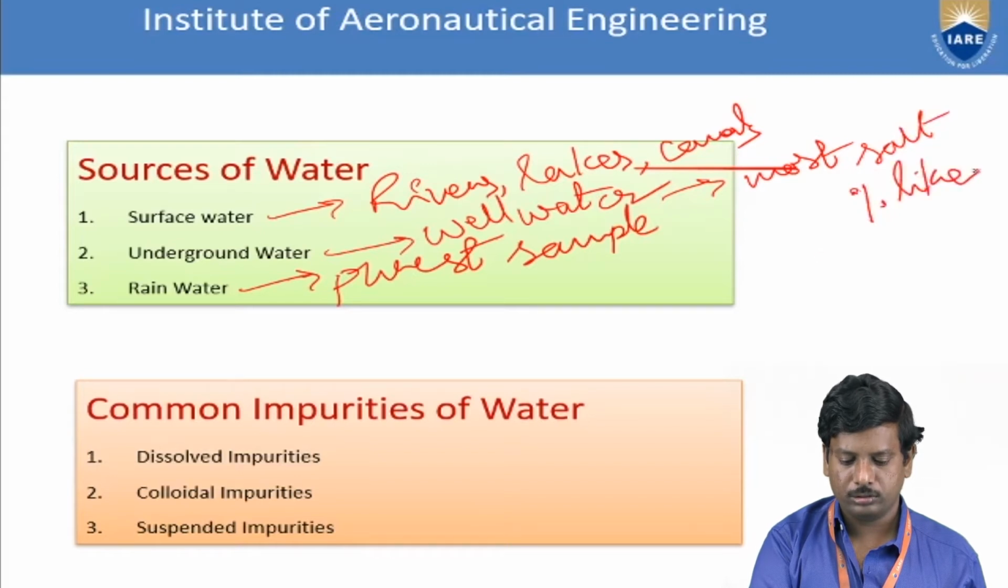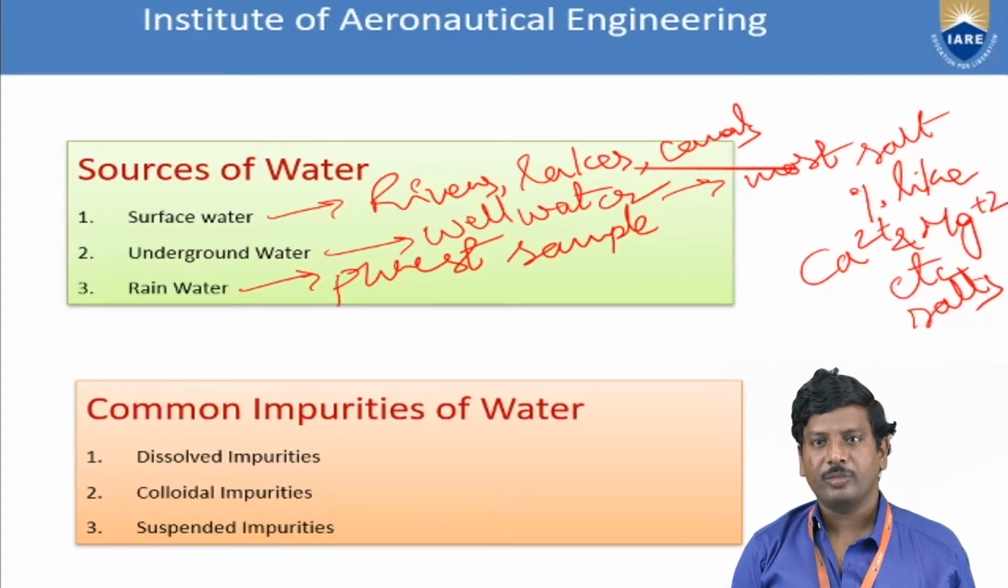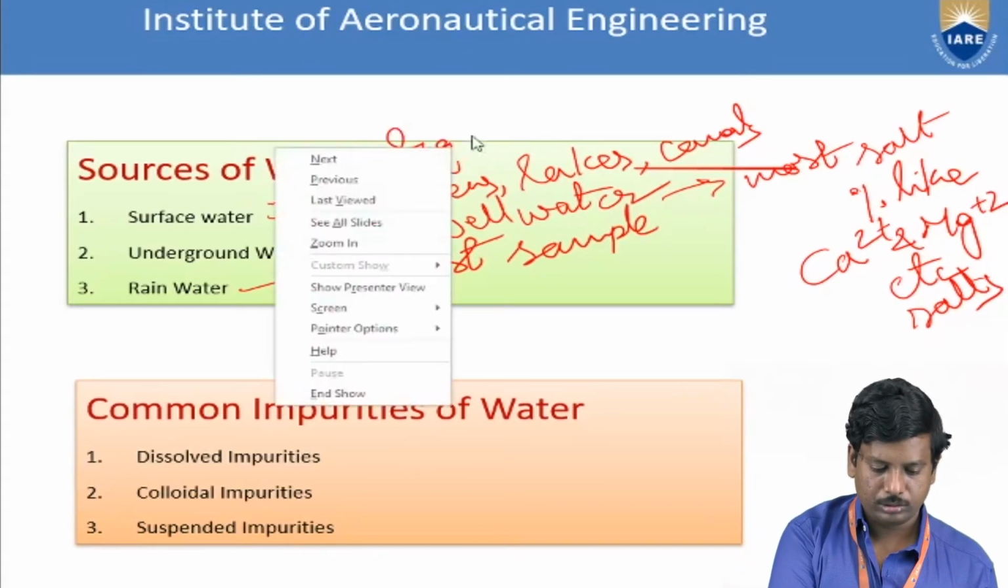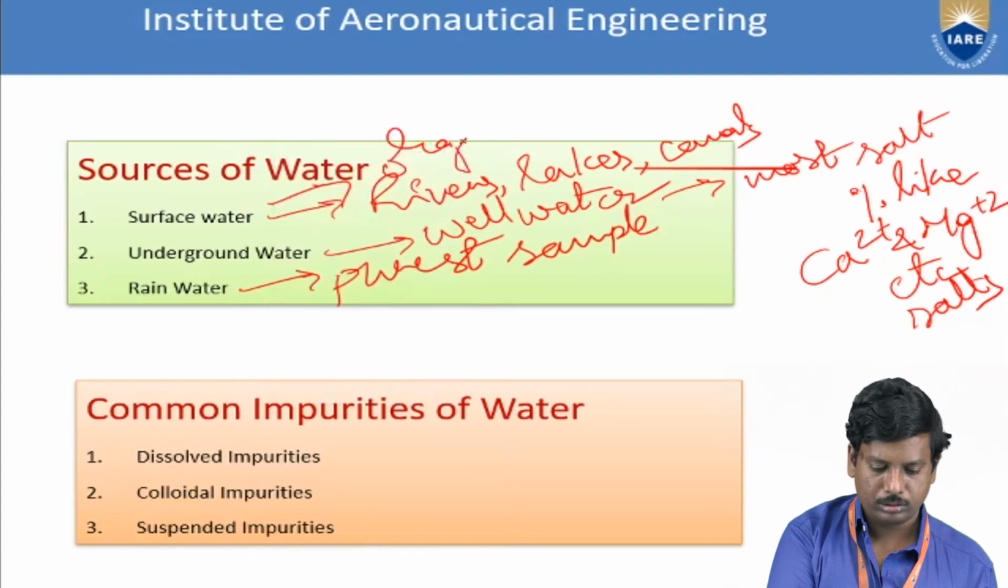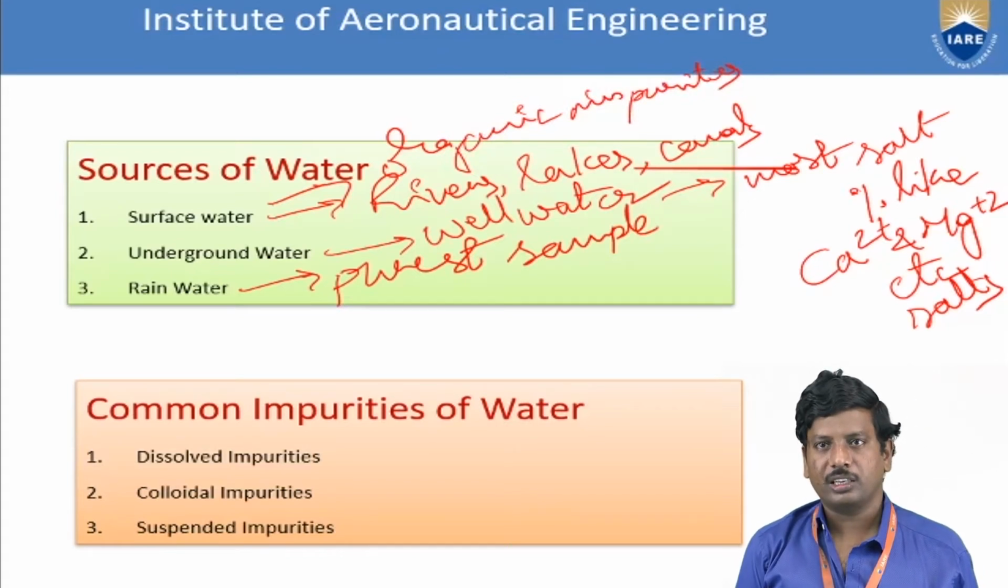like calcium and magnesium salts, etc. Surface water contains mainly organic impurities. In the case of surface water, generally hardness is low, whereas in underground water hardness is high.